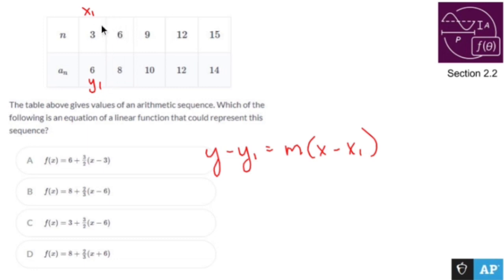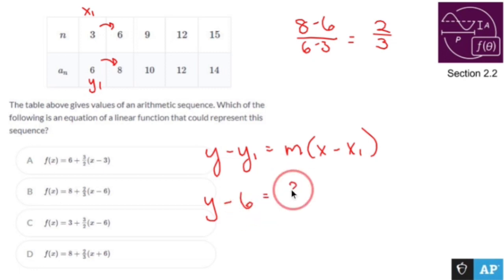The slope can be found by doing something like 8 minus 6 over 6 minus 3. This is the slope formula, and I get 2/3. Then when I plug stuff in, I get y minus y sub 1, which is 6, equals 2/3 times the quantity x minus x sub 1, which I called 3. So I need a slope of 2/3.